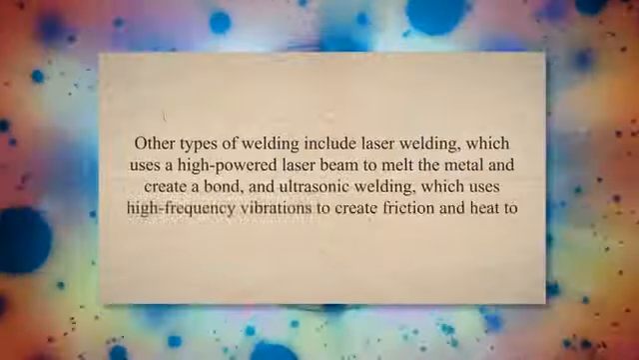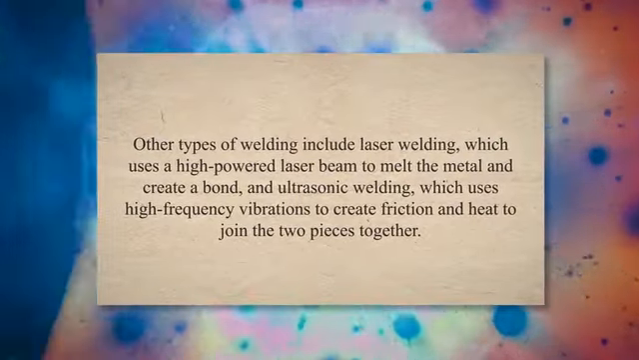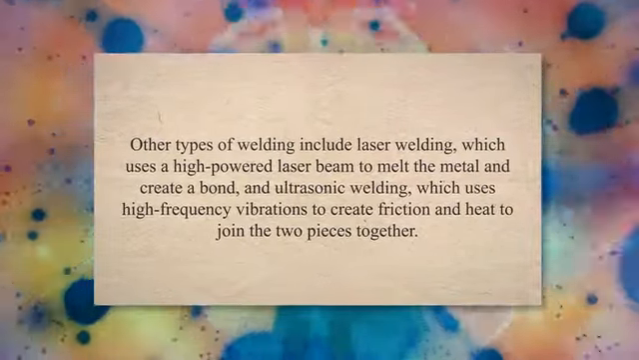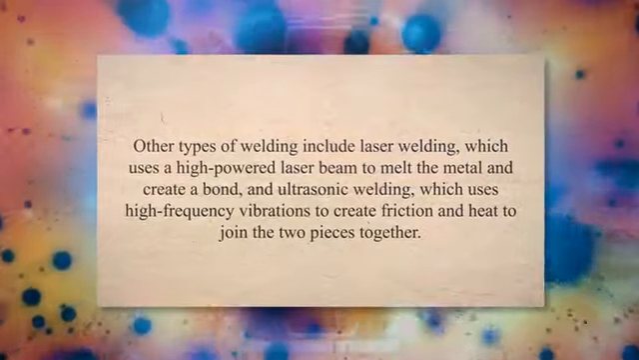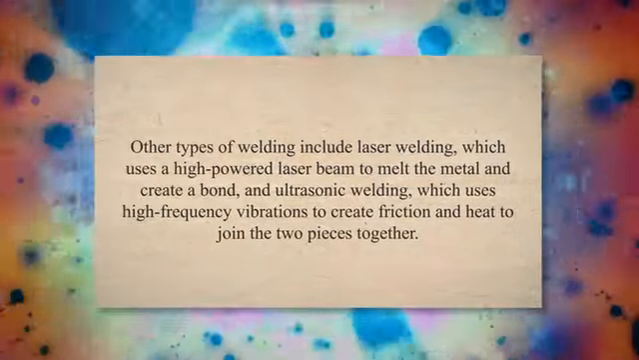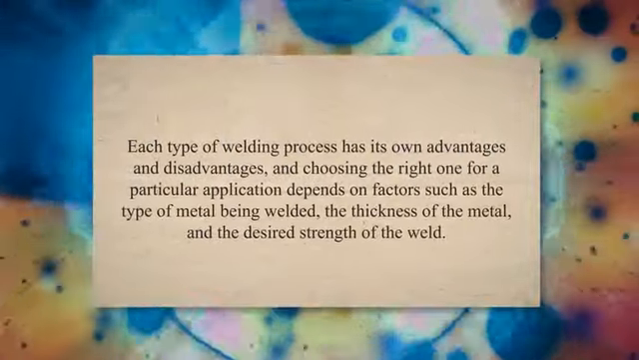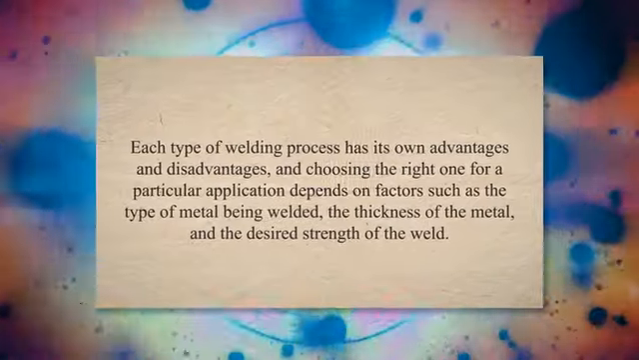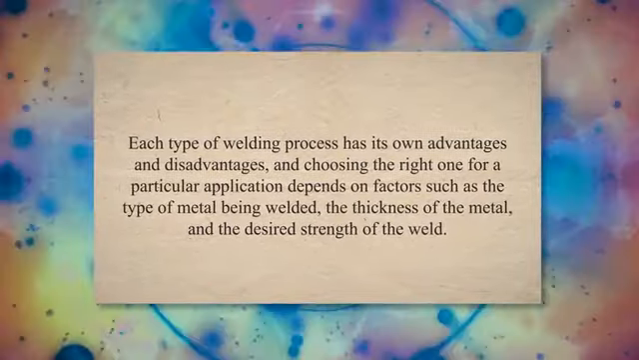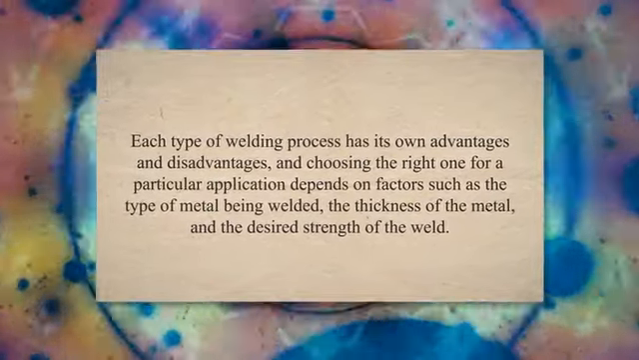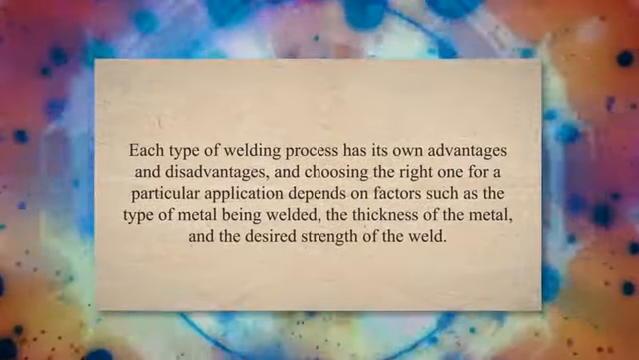Other types of welding include laser welding, which uses a high-powered laser beam to melt the metal and create a bond, and ultrasonic welding, which uses high-frequency vibrations to create friction and heat to join the two pieces together. Each type of welding process has its own advantages and disadvantages, and choosing the right one for a particular application depends on factors such as the type of metal being welded, the thickness of the metal, and the desired strength of the weld.